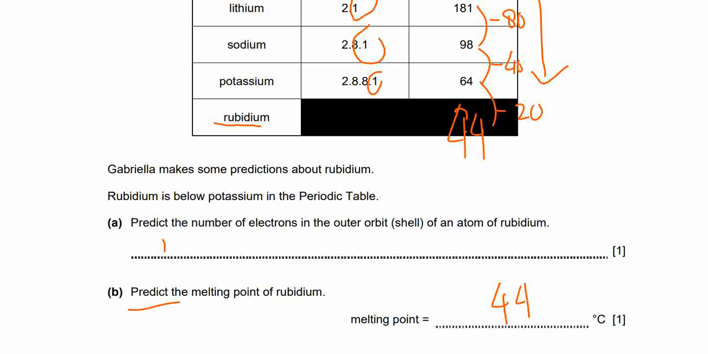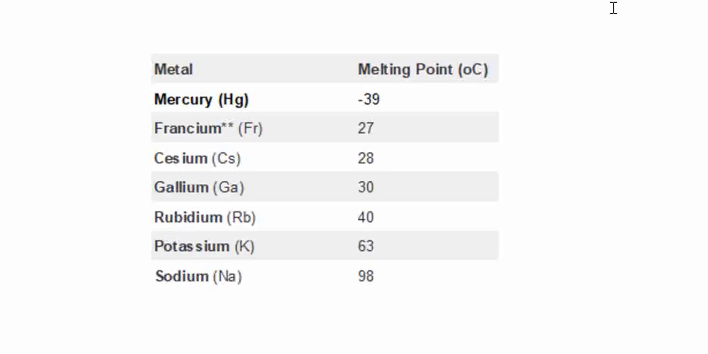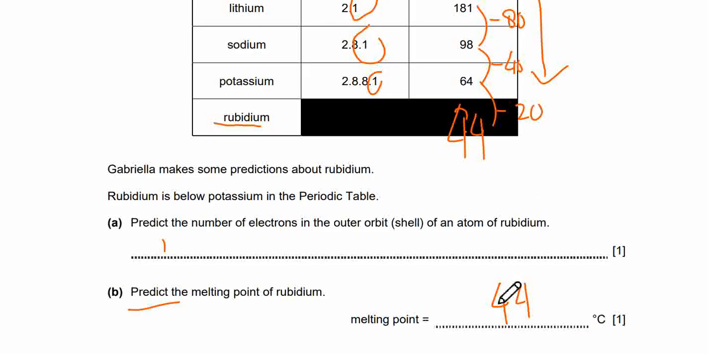Let's check the exact melting point of rubidium. The exact melting point of rubidium is around 40. So our prediction of 44 is correct. As long as it makes sense below 64, it should be correct.